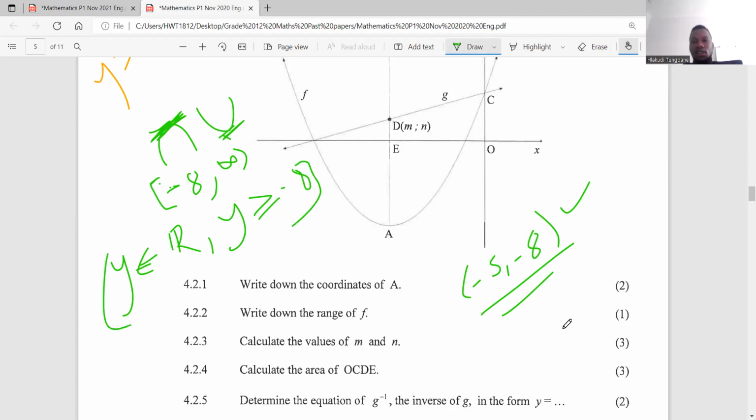So you're just saying your graph can take all the y values, and those y values must be at least -8. Okay, that's your range, that's an easy one mark. So I prefer this notation.